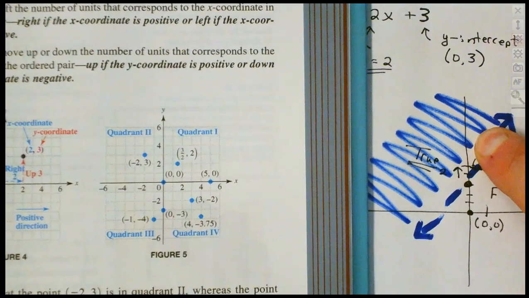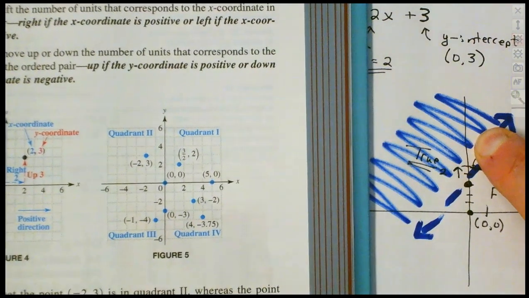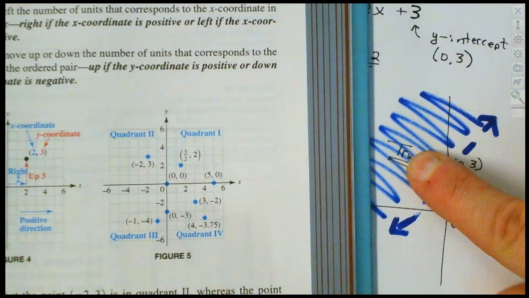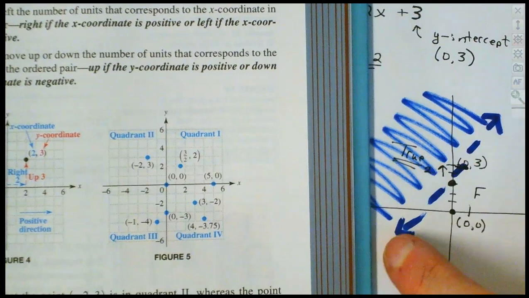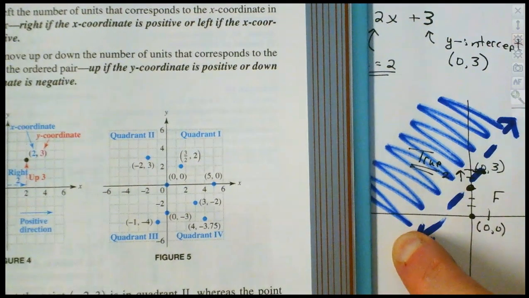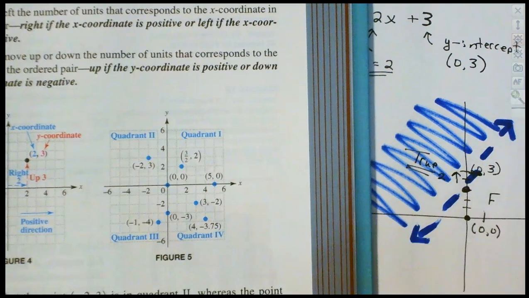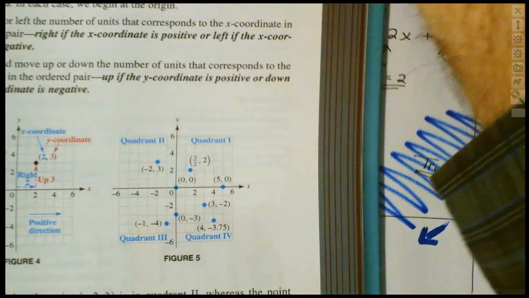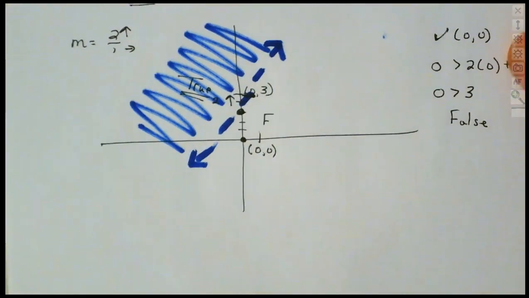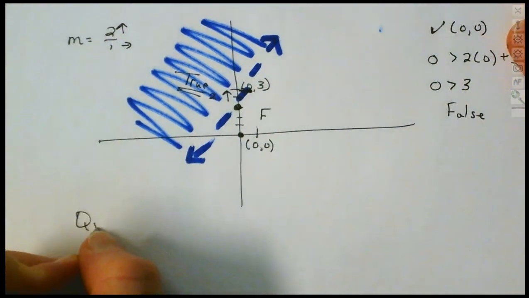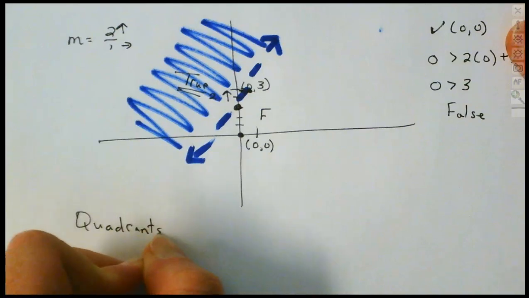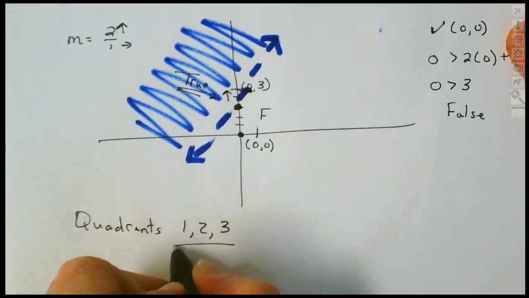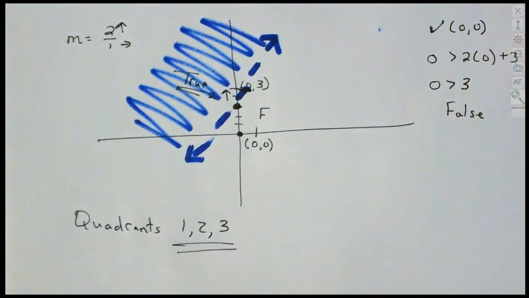Well, it looks like we've got a little bit shaded in quadrant 1, right? We've got quadrant 2 completely shaded, and it looks like we've also got a little bit shaded in quadrant 3. So which one is not shaded at all? Quadrant 4. So on this one, which ones are either partly or completely shaded? Well, they're going to be quadrants 1, 2, and 3. Okay, so quadrants 1, 2, and 3 are either completely or partly shaded.